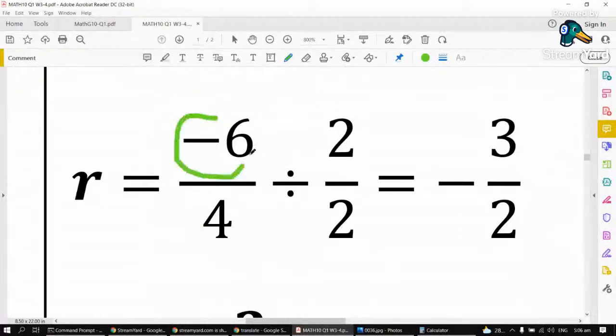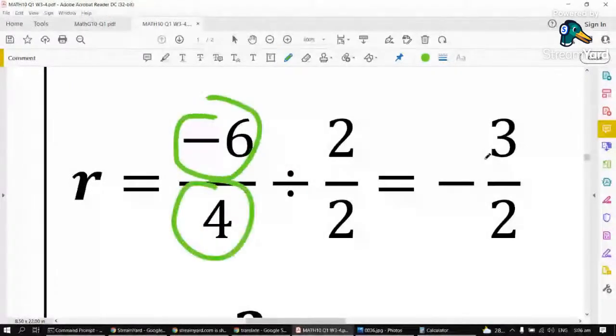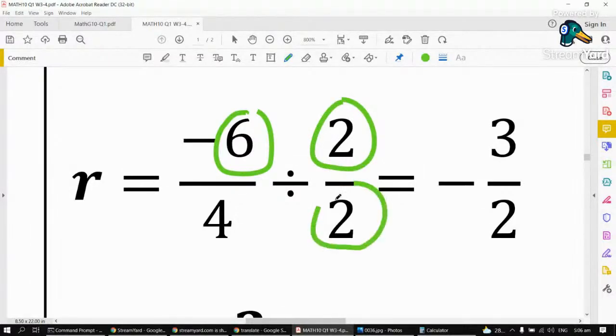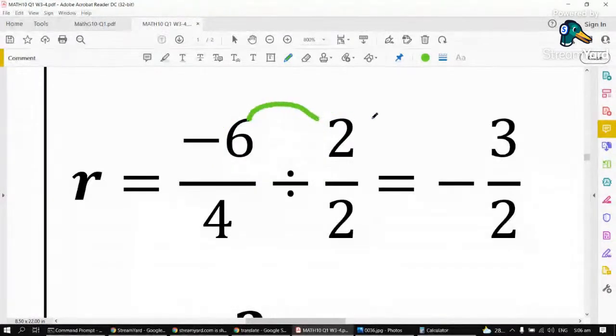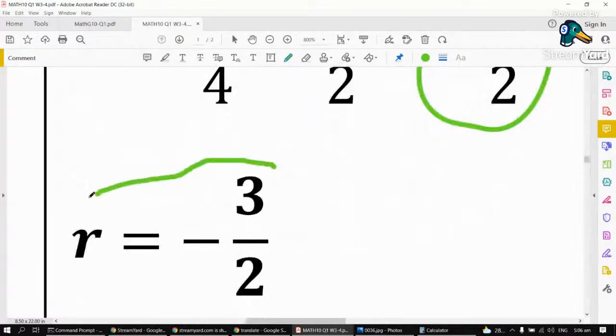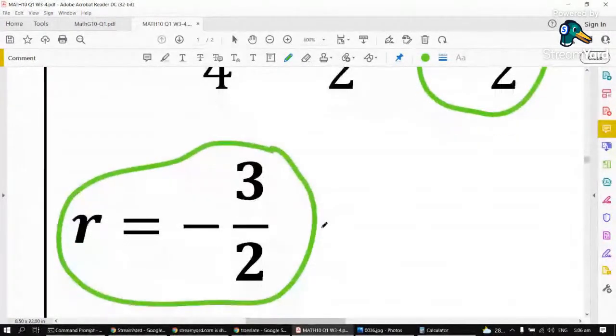So negative divided by positive is negative. And then simplify natin 'tong 6/4. Ang GCF, or 'yung pinakamalaking number na pwedeng mag-divide sa 6 at sa 4, is 2. 6 divided by 2 is 3. 4 divided by 2 is 2. So therefore, ito ang ating common ratio, -3/2.